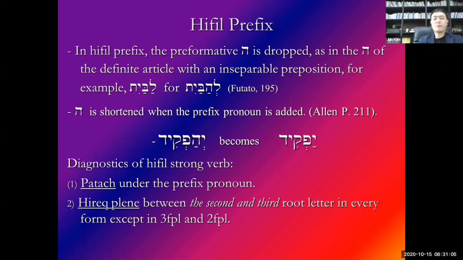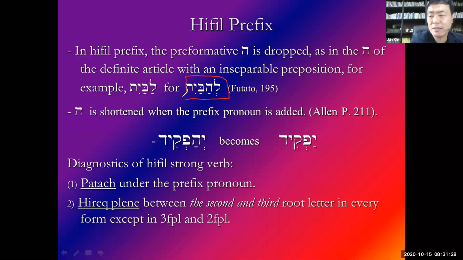In Hifil prefix, the preformative he is dropped, as in the he of the definite article with an inseparable preposition. For example, labayit for lehabayit. Okay, look at this. Actually, this is the expected one because, as you can see, this is preposition and bayit, house, and it is coming together with the definite article he. But when the he sound is sandwiched by two sounds, then he cannot remain. Why? Because the sound is not strong. So what did happen? This one will be dropped, and then you are going to see the vowel points of the he. So this is what is going on.